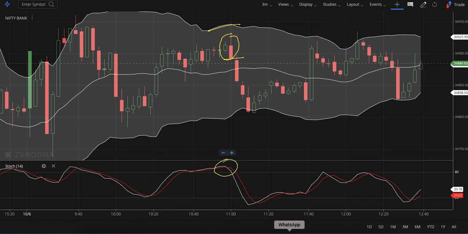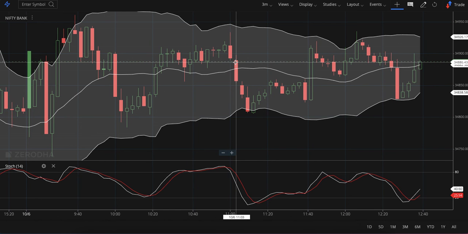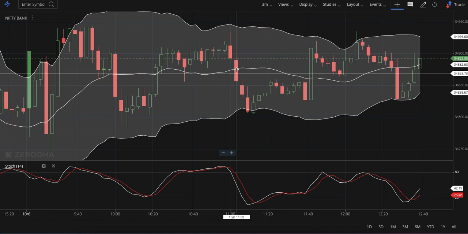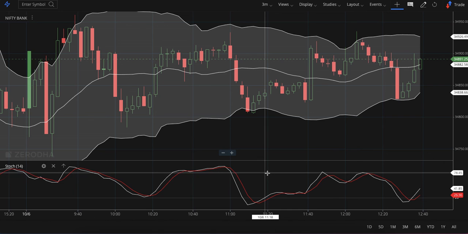If you would have initiated this trade, let's see how many points you would have got. If you would have initiated the trade here, it is roughly 34,880. So from 34,880, you would have got to 34,800, right? Approximately 80 points you would have got, one way straight in the next 6 to 9 minutes, right? So that was the second trade which we would have taken based on our setup, right?